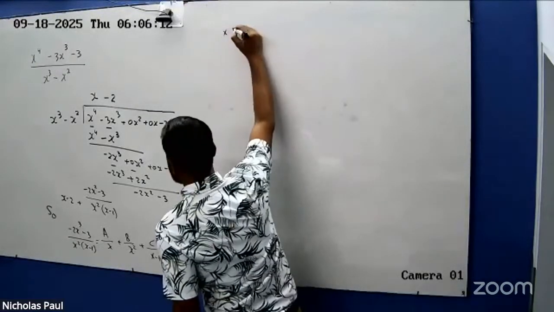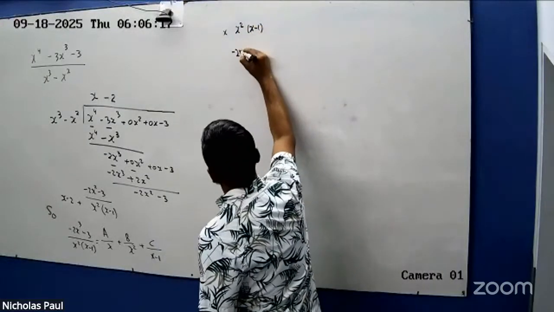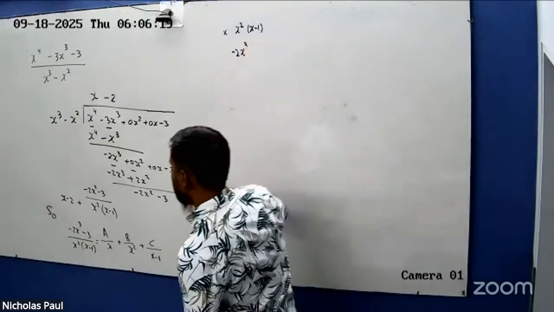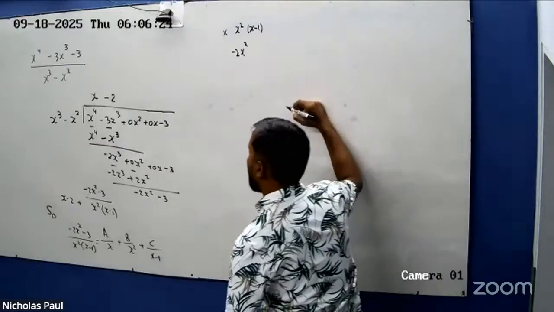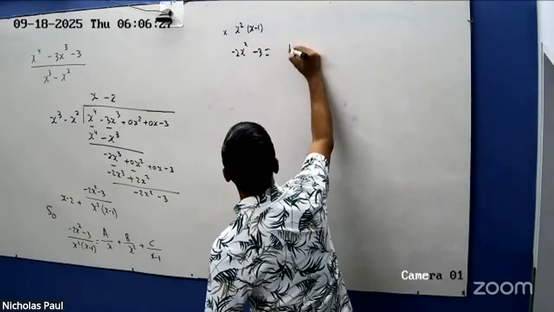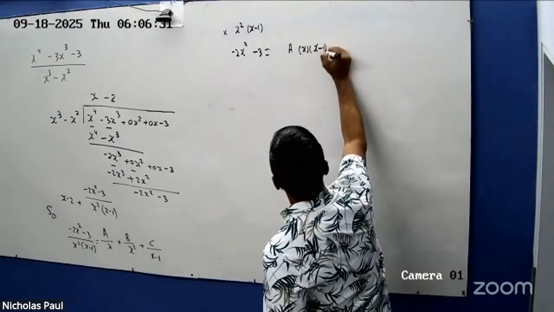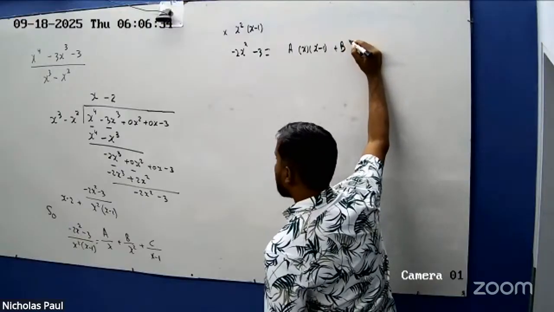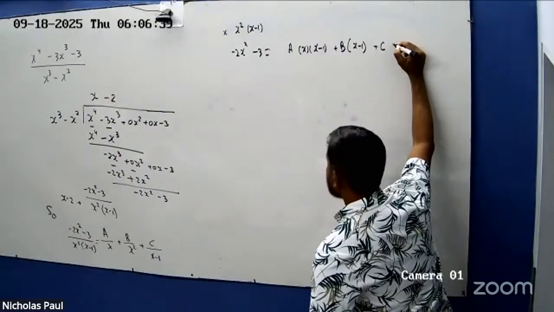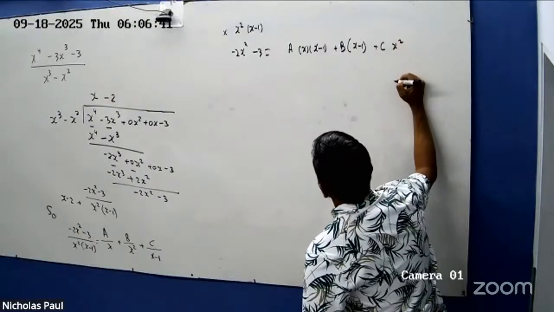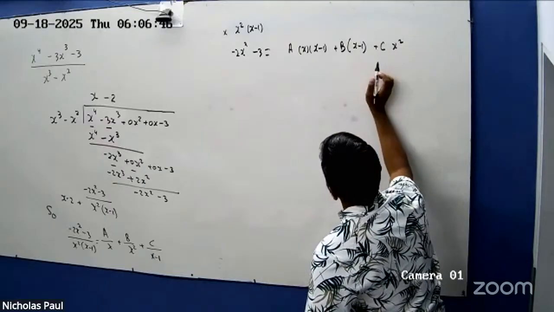So multiply everything by x squared, x minus 1. So you'll get minus 2x squared minus 3, a by x minus 1, b by x minus 1, and c by x squared. Right? Because I recognize that they kind of separate out nicely. You have different options, right?